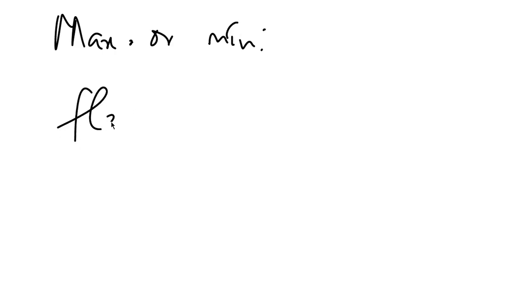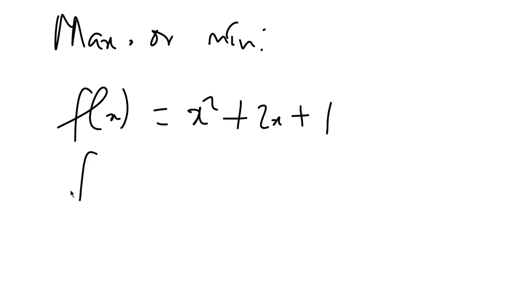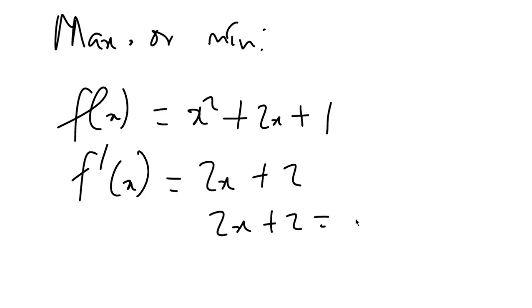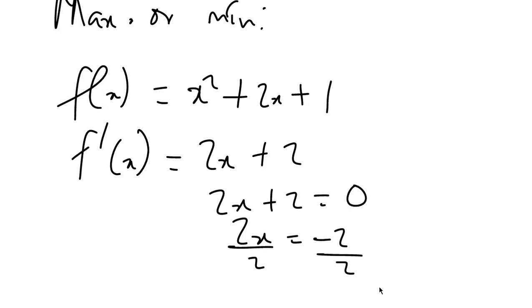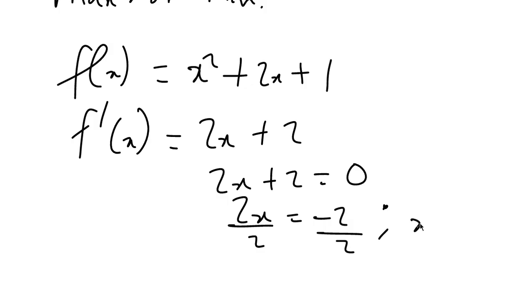So let's say you are asked to determine the max or min of the graph f of x equal to x squared plus 2x plus 1. Very simple. Get the first derivative, because a function achieves a max or min when the first derivative is 0. So if you differentiate this, the 2 comes down, right? So it becomes 2x plus 2. So you equate 2x plus 2 to 0, and that will be that 2x is equal to minus 2. Dividing through by 2, you have that x is minus 1. You've gotten the critical point, x equal to minus 1.